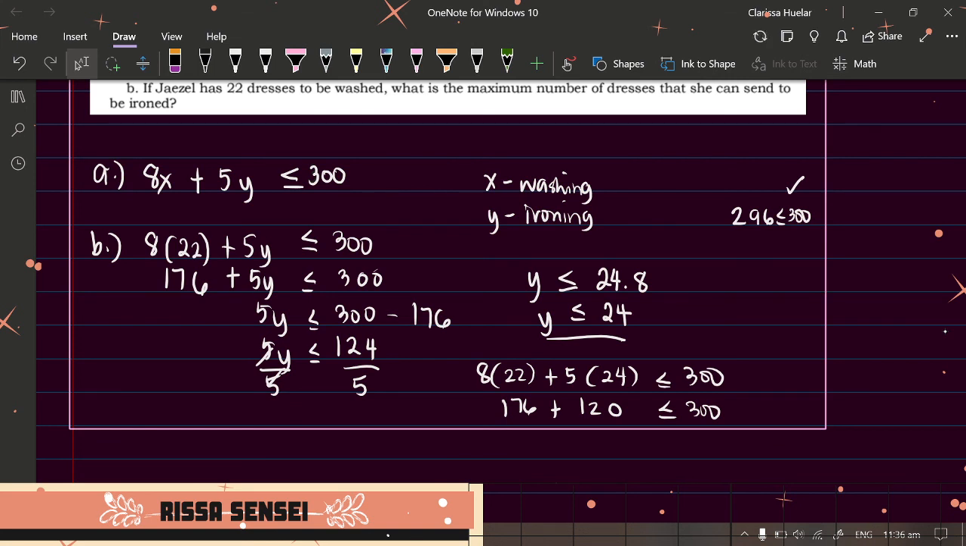And if we're going to use 25, look, 8 times 22 plus 5 times 25, less than or equal to 300. So this is 176 plus 125. It will become 301. So Giselle will be short by one peso. So the answer is 24 dresses. Okay? So that's how you check your answer.